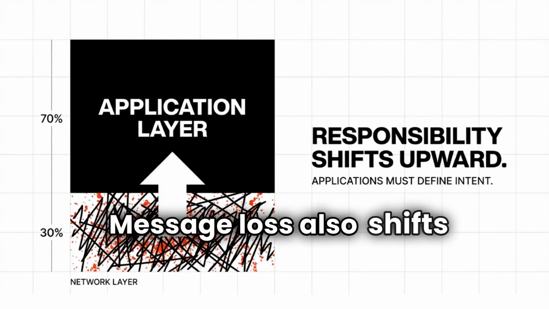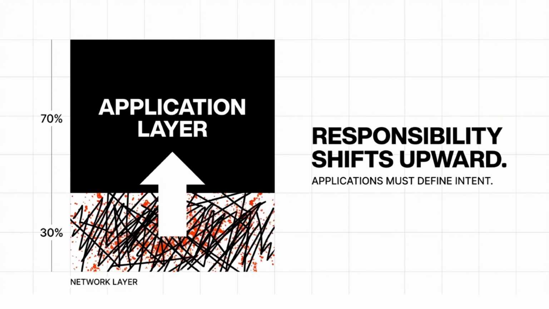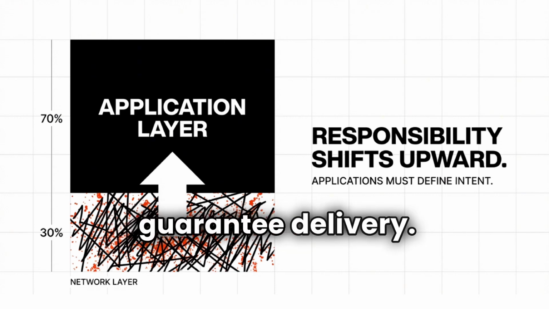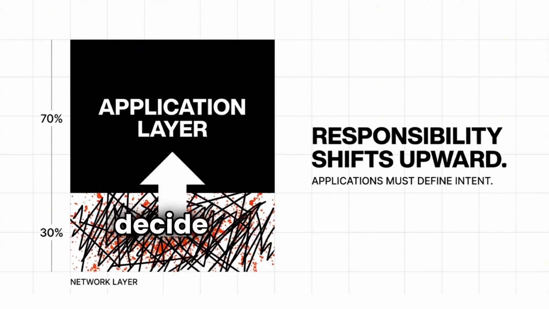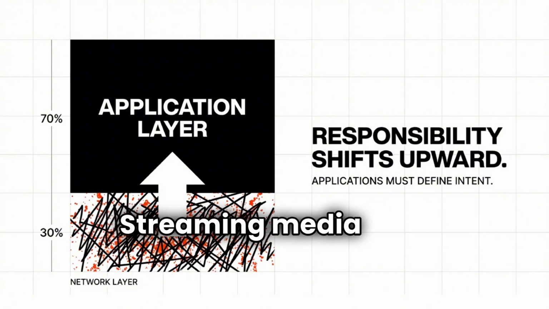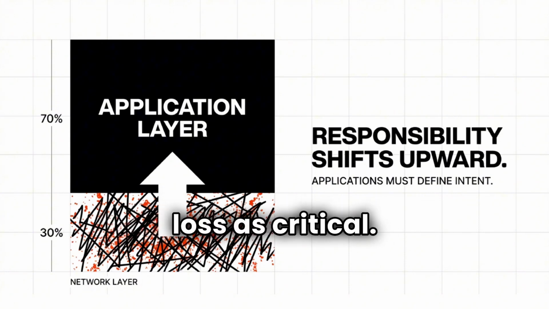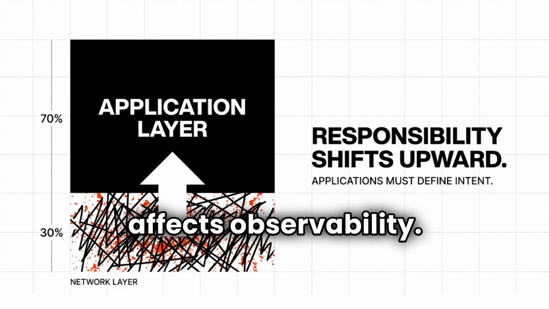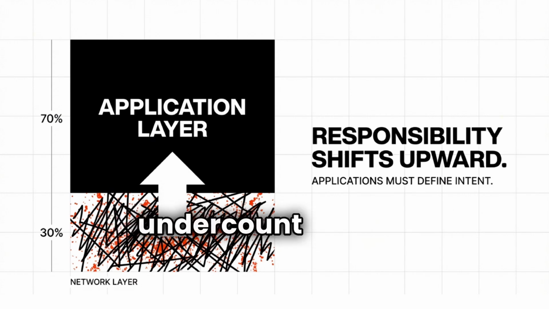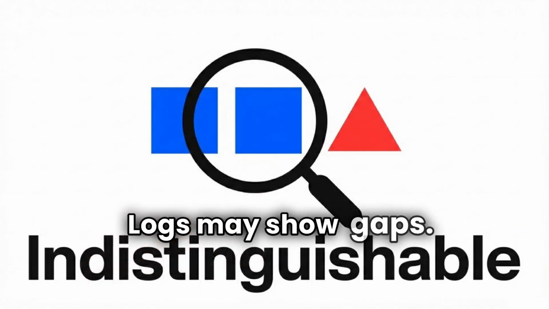Message loss also shifts responsibility upward. The network cannot guarantee delivery. Applications must decide how to respond. Some systems tolerate loss. Streaming media may skip lost data. Other systems cannot. Financial systems treat loss as critical. Message loss also affects observability. Metrics may undercount events. Logs may show gaps.